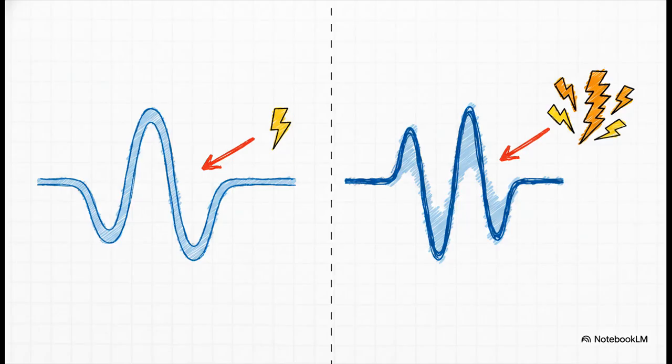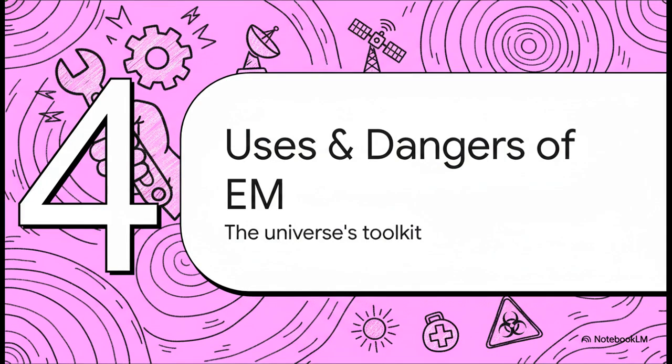So you might be thinking, if they all travel at the same speed, what's the difference? Well, here it is, the single most important point. It's all about frequency. The higher the frequency, the more energy the wave has. That's it. That one simple rule is the key to understanding all their uses and all their dangers. So let's dive into that right now. Let's look at the amazing things these waves can do and the risks that come with them.